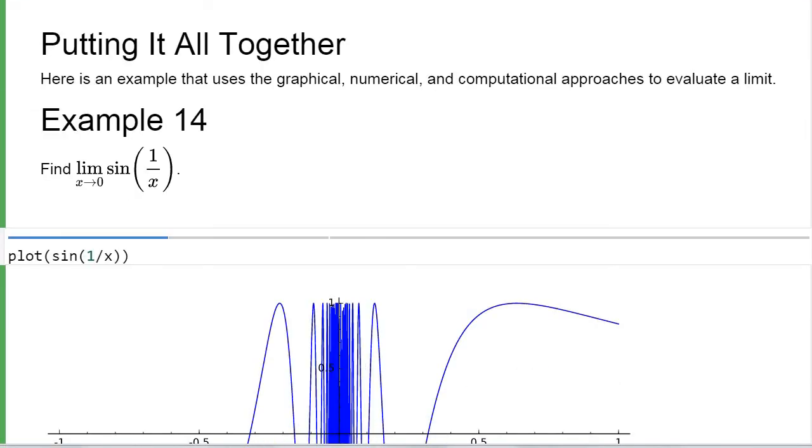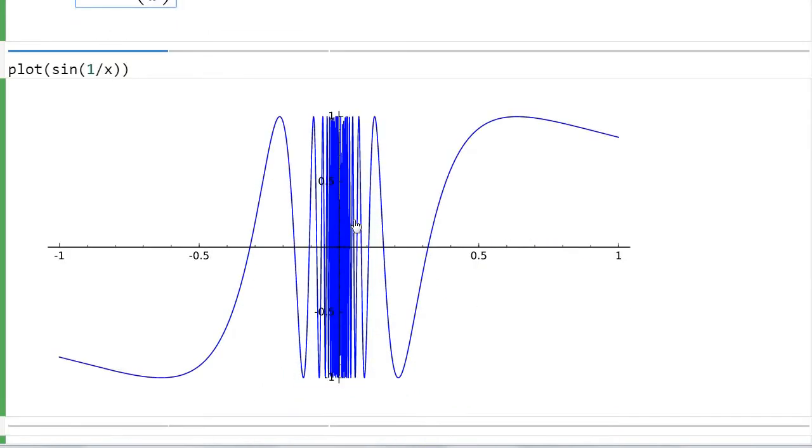Alright, I want to do one last example similar to what you're going to have to do on your assignment. Kind of puts the three different approaches together. So this is the limit as x approaches 0 of sine of 1 over x. Here's the graphical approach. When x approaches 0, I don't see y approaching anything. I see lots of oscillation. This thing is going up and down, and it just kind of gets lost there.